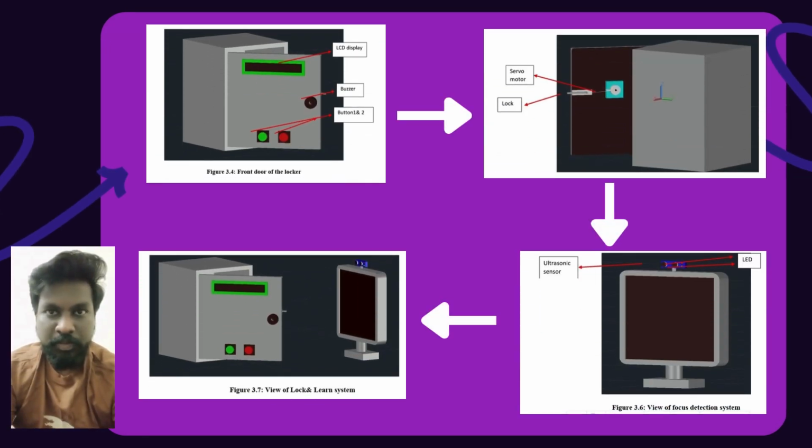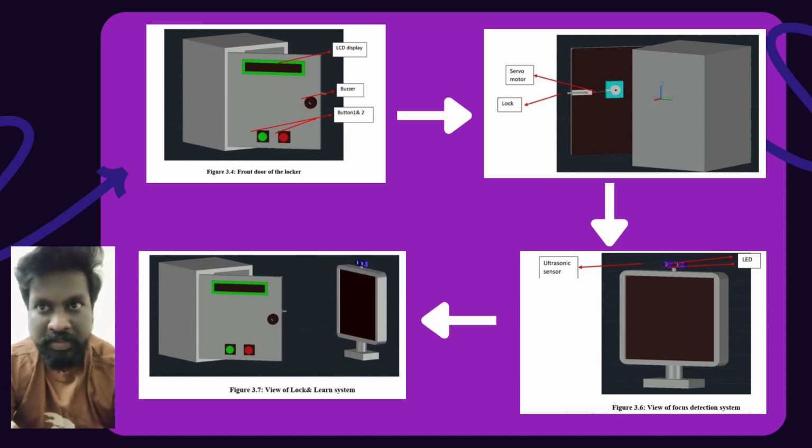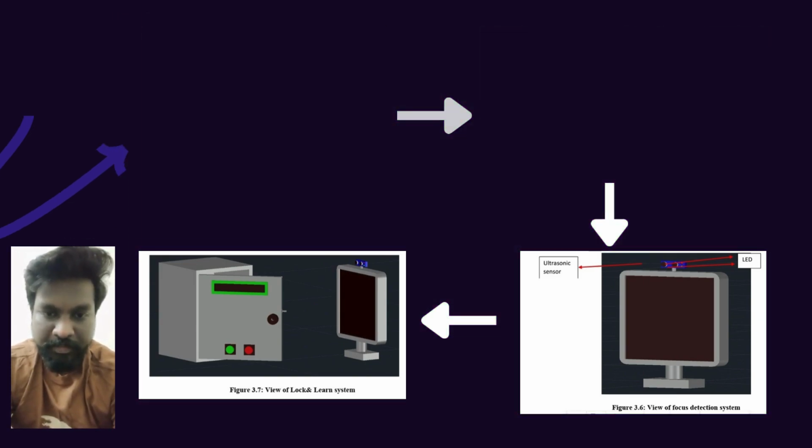An emergency stop feature is provided by button 2, which interrupts the system at any point, unlocking the locker immediately and resetting the timer. To further ensure focus, the system uses an ultrasonic sensor to monitor the user's presence. If the user dozes off or moves away from the workstation, the sensor triggers the buzzer to alert them to refocus. The buzzer turns off once the ultrasonic sensor detects the user's presence again, ensuring continuous attention throughout the session. And this is the process of the design and the principle of working of the Lock and Learn system.